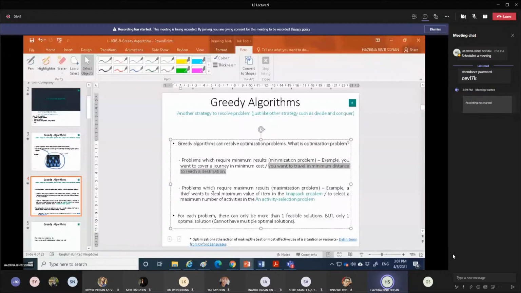Next one is the problem which requires maximum result. We also call this maximization problem. So for example, a thief wants to steal maximum amount of item. They want to steal the maximum value of an item. We will discuss this later. Or to select a maximum number of activities. We will also discuss it in another problem.